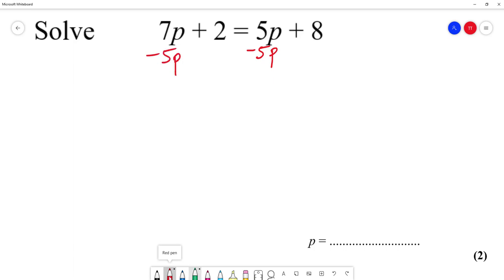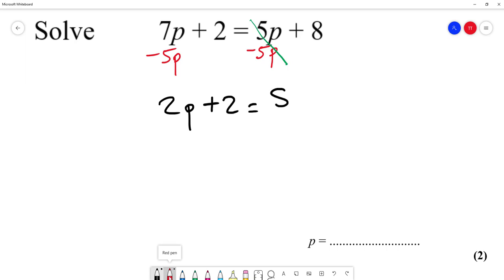Notice how I've written it. They're directly underneath the letters to make life easier, and in terms of its legibility to read, it will be a lot easier for the examiner as well. So 5p minus 5p will cancel out, so I'm going to draw a nice line through that, and then what we end up with, 7p minus 5p will give me 2p, and I'm left with a plus 2, and I'm left with an 8.